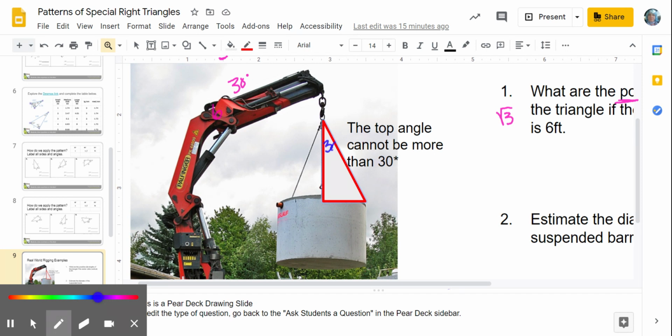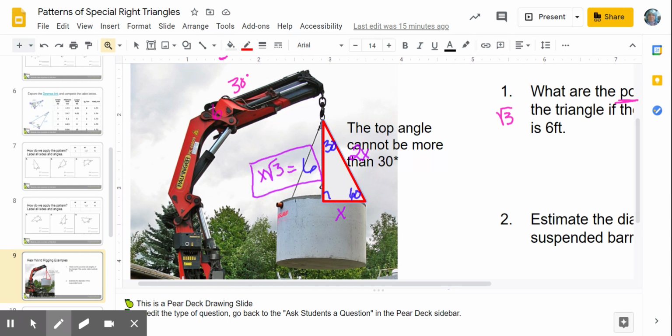So this is my 30. That means this is my 60. And this was 6, right? So if I have X and 2X and X square root of 3, this is my equation. So I have to solve that equation.